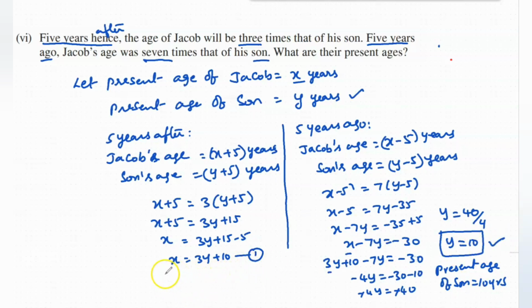Okay, now apply this in the first condition. Substitute y is equal to 10 in the first condition here. So x is equal to 3 times y, which is 10, plus 10, which gives x equal to 3 tens are 30 plus 10, 40. So x is equal to 40. What do we mean by x is equal to 40? That is the present age of Jacob. So the present age of Jacob is equal to 40 years. Present age of son is equal to 10 years.